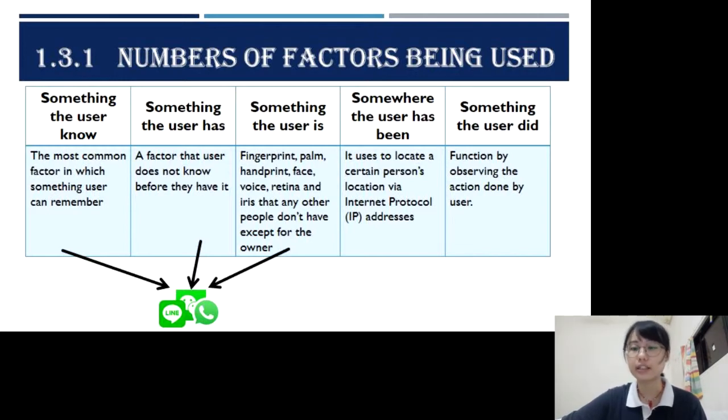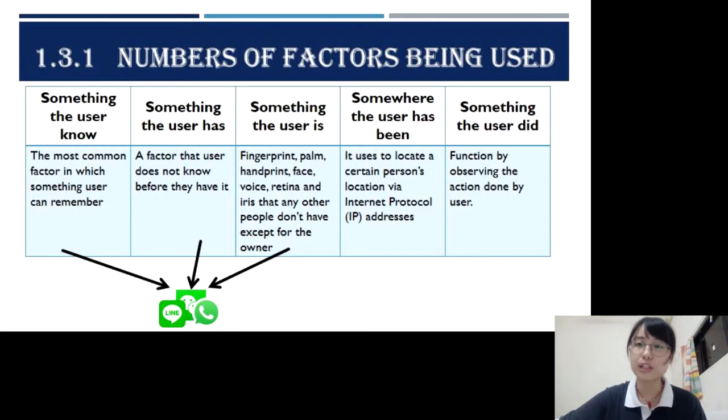The other factor is something the user is, which is most commonly used now in most smartphones. Fingerprints, palm prints, face recognition, and voice recognition are several examples of these factors, and they are also called biometric sensors. These biometric methods provide the strongest authentication factor compared to the others, as these are unique characteristics of the user used to authenticate themselves.